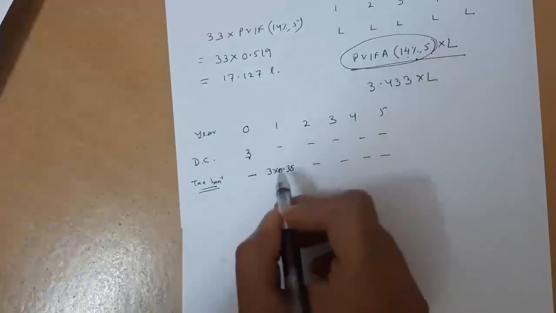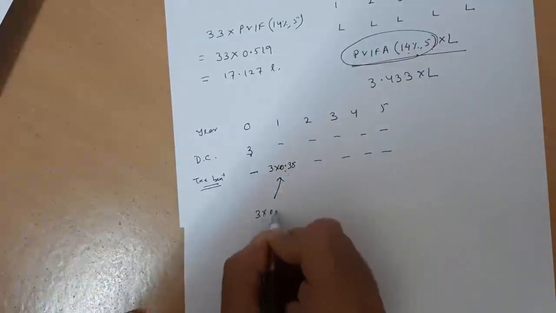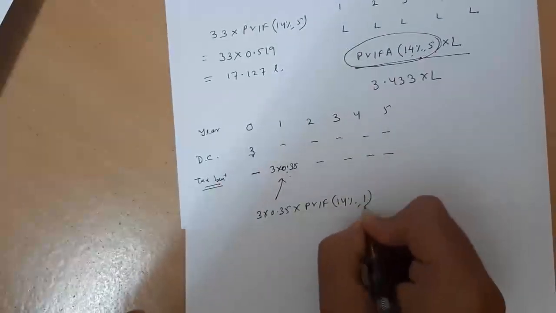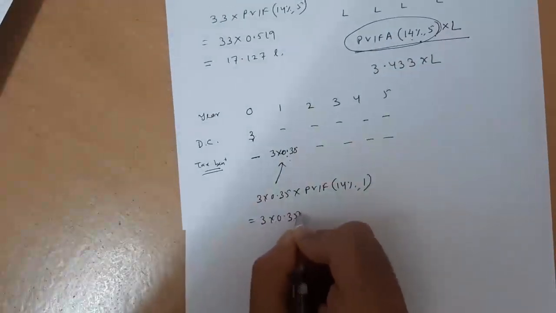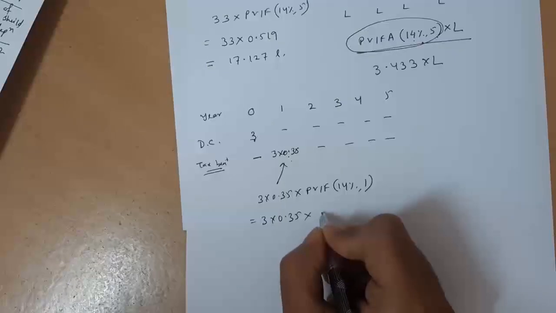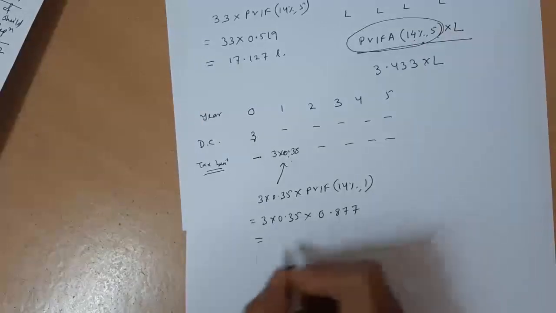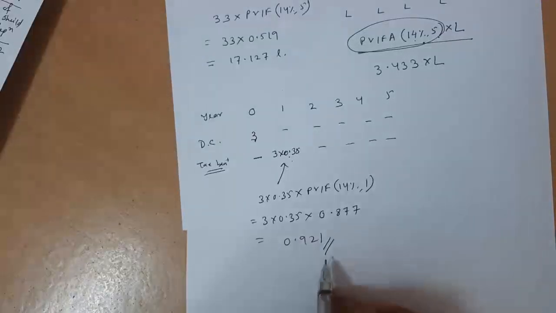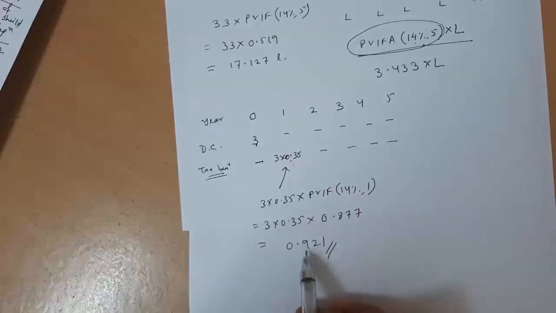What will be the present value of this? You are going to get this after 1 year, no? So the present value will be 3 into 0.35 into PVIF. The rate will be 14%, 1 year, because you are getting it after 1 year. From the table, 14% 1 year is 0.877. If you multiply all this, the amount comes out as 0.921. This is the present value of the tax benefit. The tax benefit is 3 into 0.35, and the present value is 0.921.